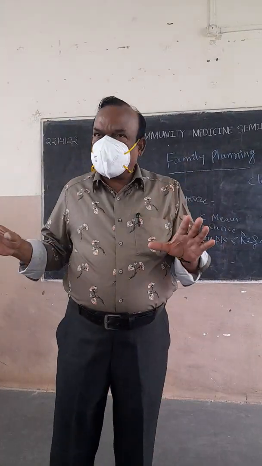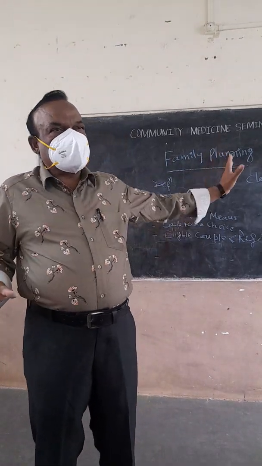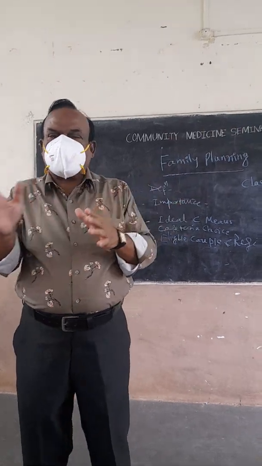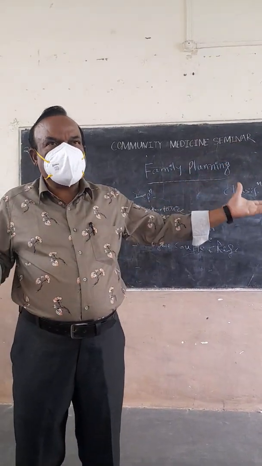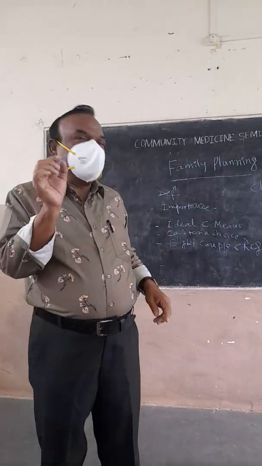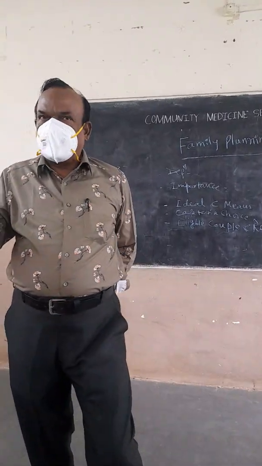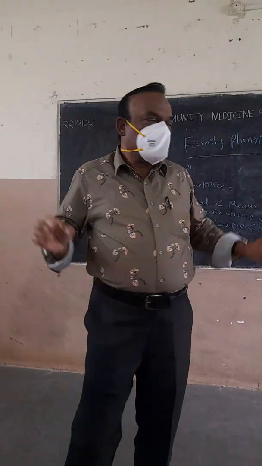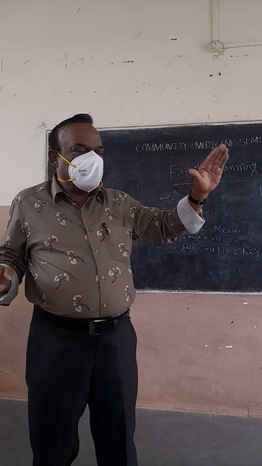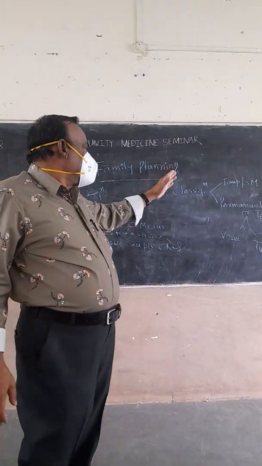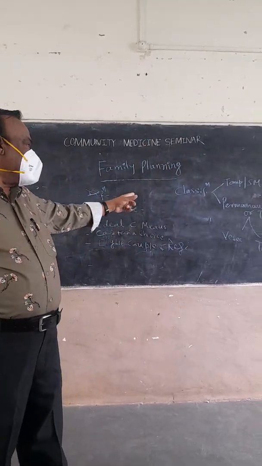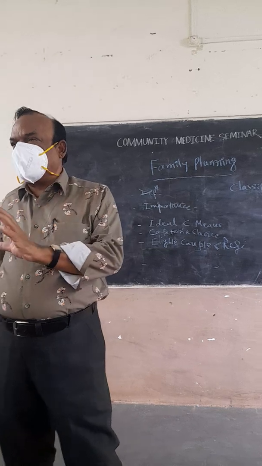So, for study purposes, to make the topic simpler, these contraceptive measures are classified under 2 headings. What is meant by contraceptive measures? The other name for contraceptive measure is anti-fertility device or fertility controlling device. So, for study purposes, they are classified under 2 headings: temporary or spacing method, and second is permanent or terminal method.